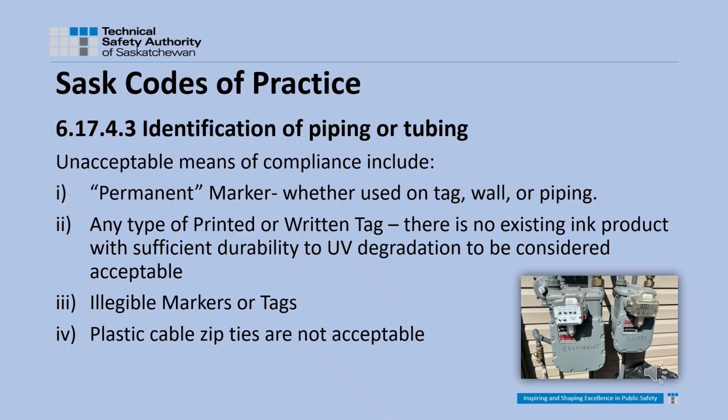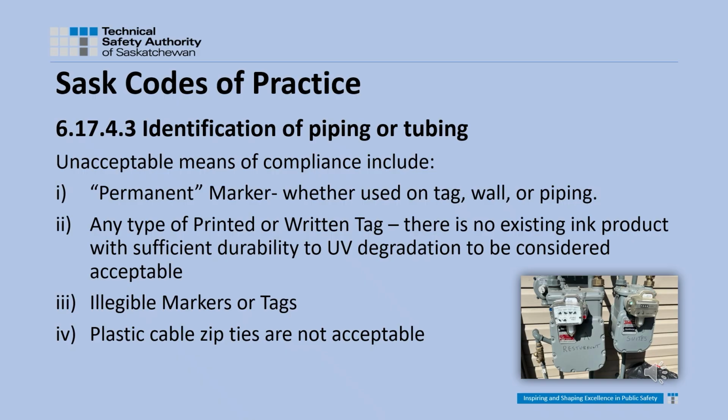617.4.3 is an interpretation to the National Code. The bulk of this code has stayed the same, but there was an addition on Part 4 that plastic zip ties are no longer acceptable in outdoor use when affixing tags to piping or tubing. We are finding they don't stand up to the environment in the province.